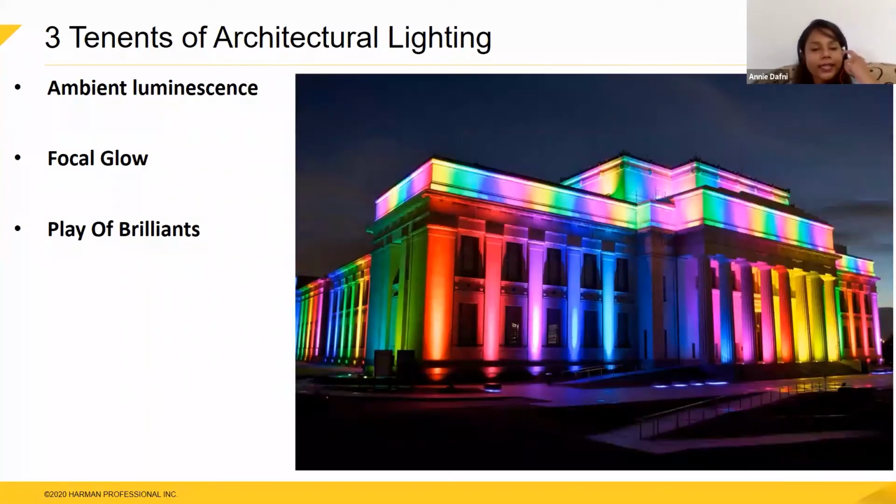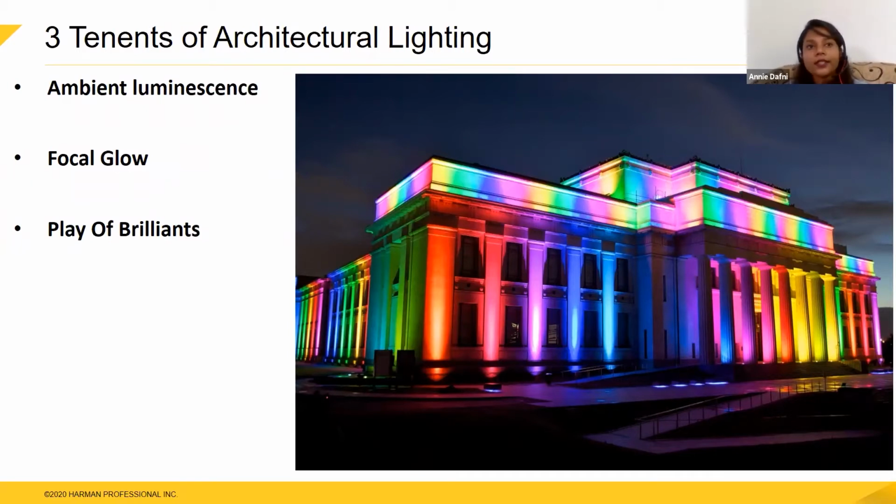The second technique is the focal glow, where you are individually highlighting specific elements on the architecture. It could be a pillar or a column, or it could be the vertical or horizontal fins on the building. You are deciding what the viewer has to see first when they're looking at the building, and you're drawing their attention to these specific elements. In this technique, we tend to play with light and shadow. There is a strong contrast between brightly lit areas and dark areas.